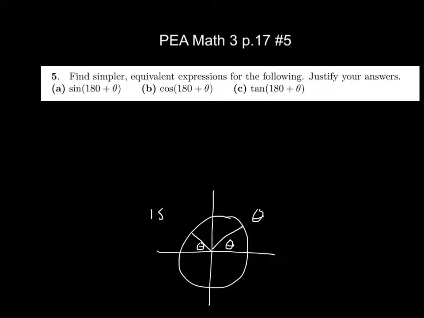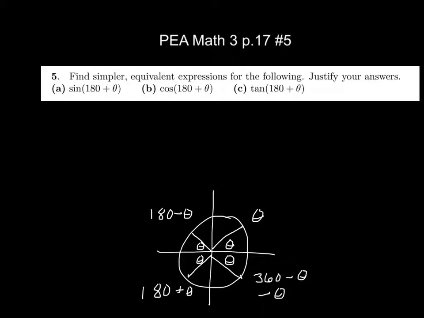180 minus theta. What would this be? 180 plus theta. What would this reference triangle give you? 360 minus theta. What's another? Negative theta. Nice. Okay, so we're already looking good here. We're going to use that for all of these.